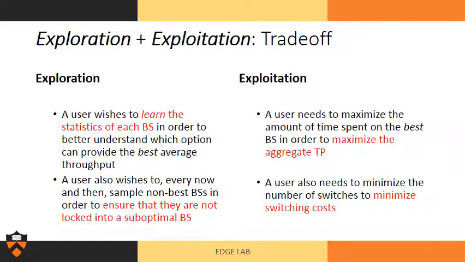This is a classic problem of exploration and exploitation, the trade-off between the two. On one hand, a user, or UE, wishes to explore. They wish to learn these unknown statistics of each base station in order to better understand which option can provide the best throughput. And at the same time, they wish to sample non-optimal base stations just to update their statistics to ensure that they're not locked into a suboptimal base station. However, the user also wishes to exploit the channels. They wish to maximize the amount of time spent on the best base station to get the most aggregate throughput, and they also wish to minimize the number of times they switch due to switching costs.